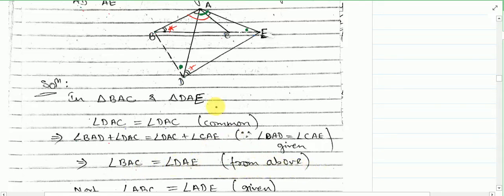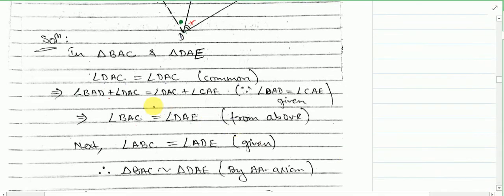And second thing, this angle B is equal to angle D, already given to us. And you can write angle ABC is equal to angle ADE. This is given to us. So what do we observe? That for these two triangles, we can see that two angles are equal. So in that case, those triangles are going to be similar by angle-angle axiom.